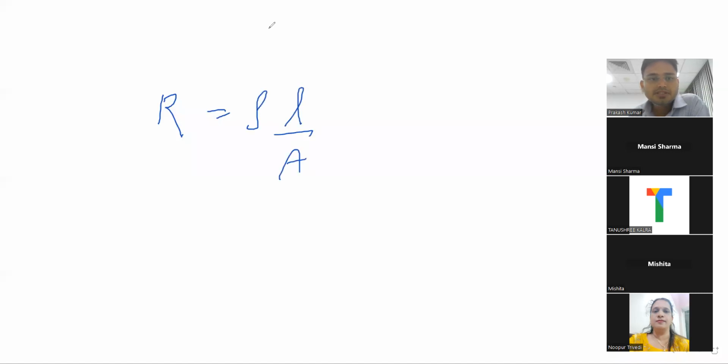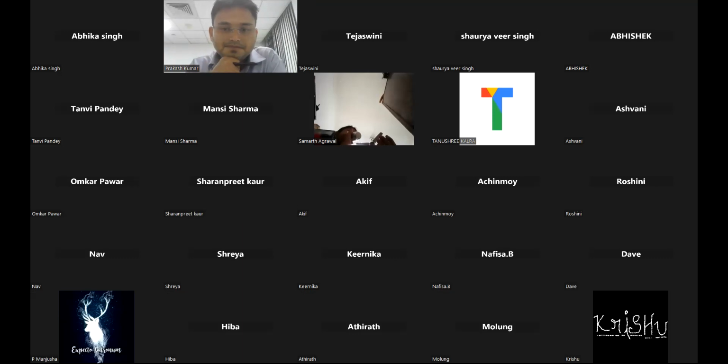This one is R and this one is rho. Can anyone tell me what is the difference between the two? Anyone can tell me what is the difference between R and rho?